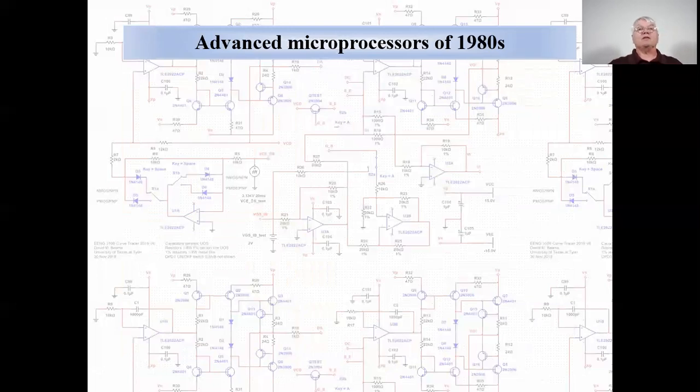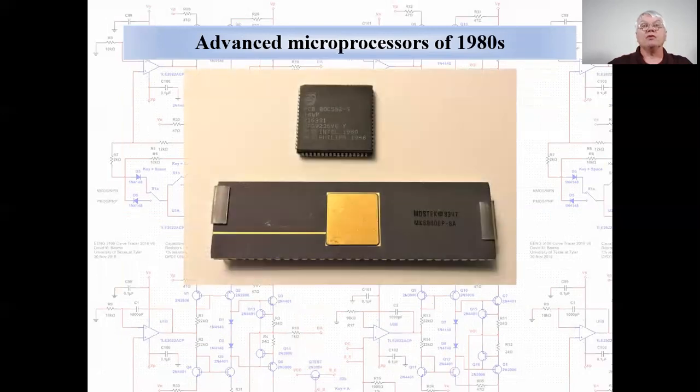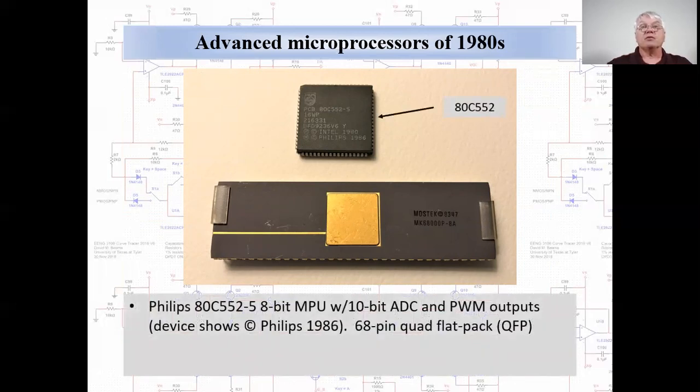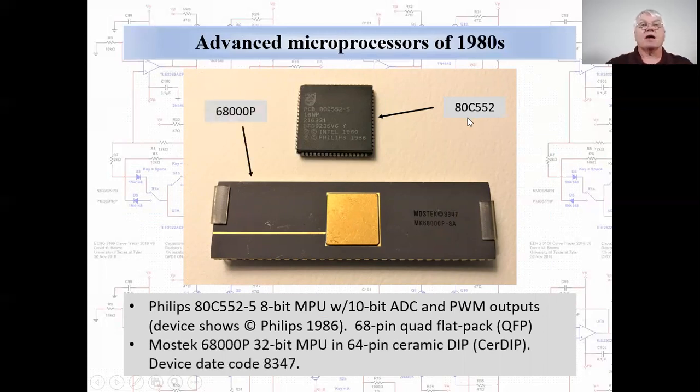Now, let's look at some examples of advanced microprocessors from the 1980s. We have a photo of 2 different microprocessors using 2 very different packaging styles. The Philips ADC552 8-bit microprocessor with a built-in analog to digital converter and pulse width modulated outputs, mounted in a 68-pin quad flat pack, 17 pins on each side. The larger chip at the bottom is a MOSTEC 68000P, a 32-bit microprocessor unit in a 64-pin ceramic dip.